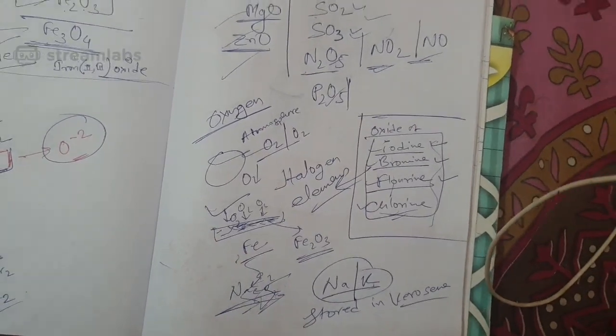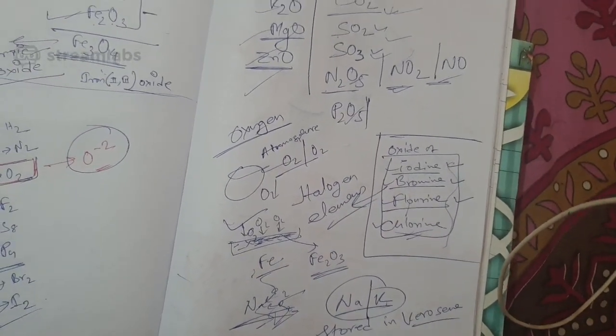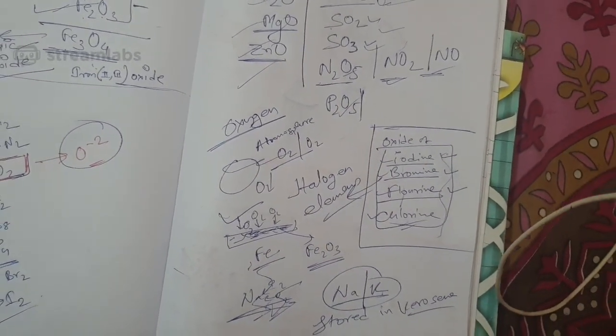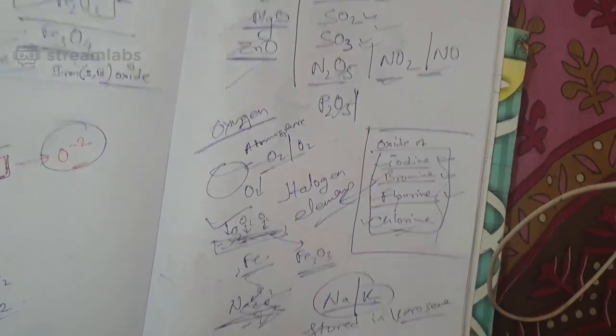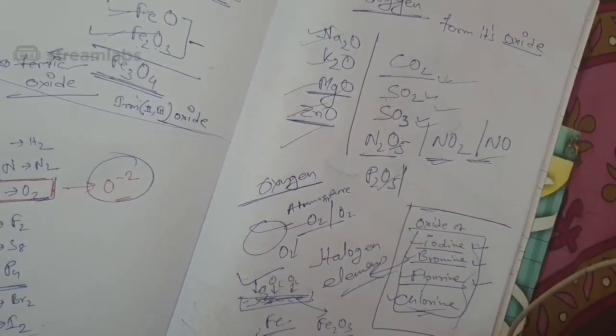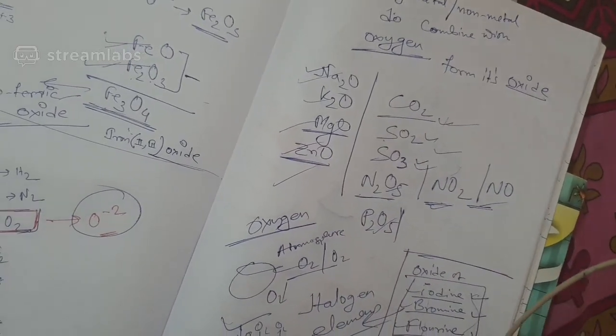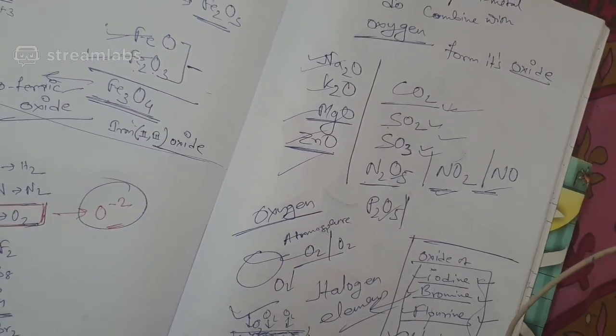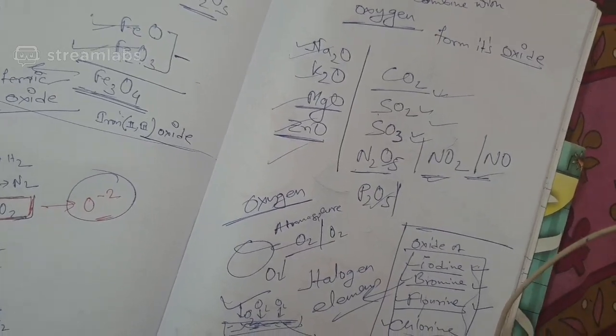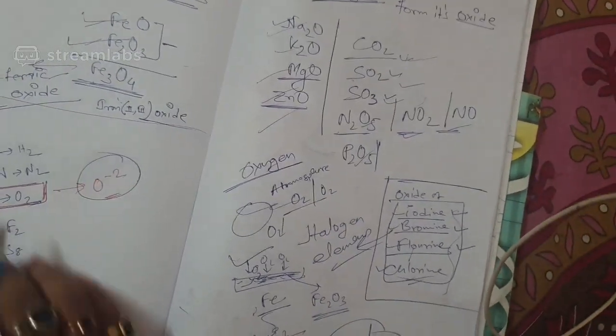So as oxygen is in the atmosphere, slowly or fastly it combines with all the metals and all the non-metals, and forms its oxide. So oxide is a special thing that you should understand, the concept of oxides. I hope that you have understood. So that is one thing.